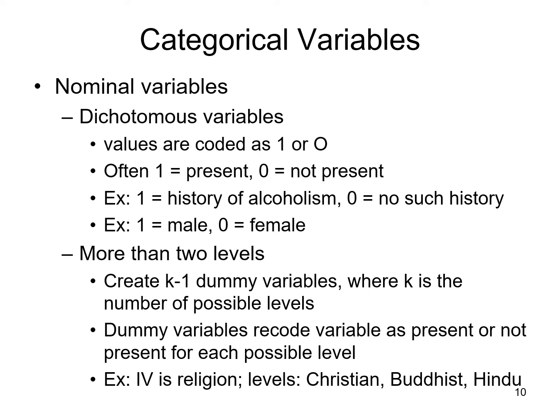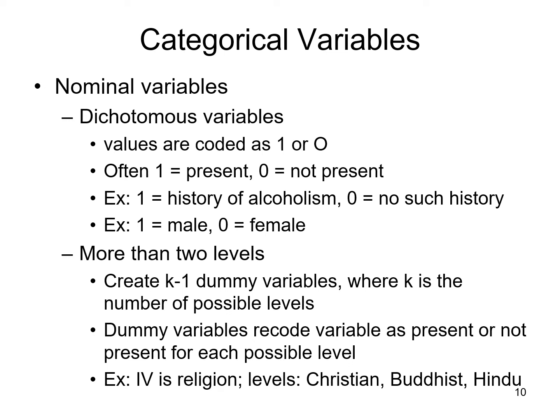Because I now have 2 columns, there's basically 3 possibilities with those 2 columns. You could have a 1 in the first one, that means you're in category 1. You could have a 1 in the second one, that means you're in category 2. Or you could have 2 zeros. If you have 2 zeros, you're in the third category. That's why we only have to make k minus 1 dummy variables when we put them in multiple regression. We're going to get the information we need, regardless of how many levels it has, by the number of levels minus 1. Dummy variables recode variables as present or not present for each possible level.